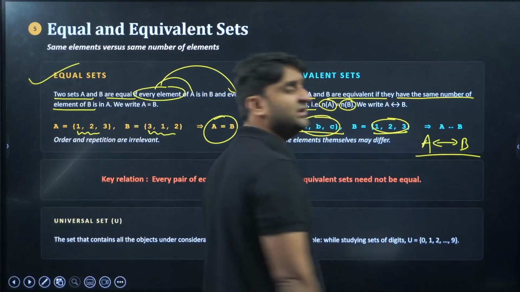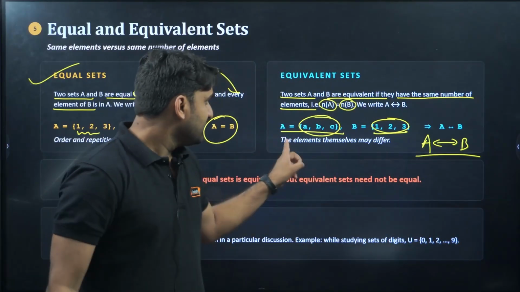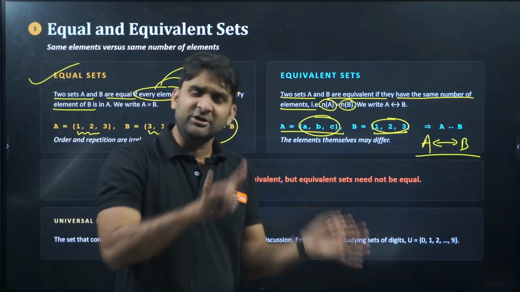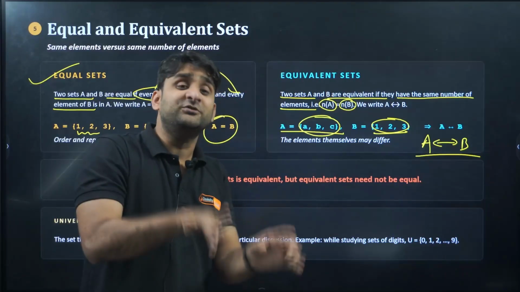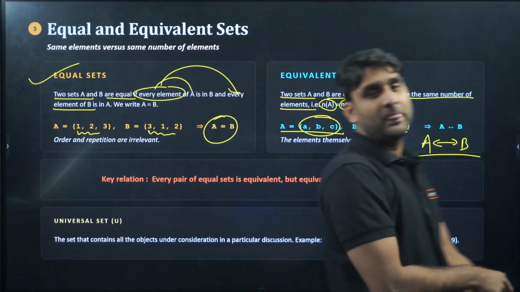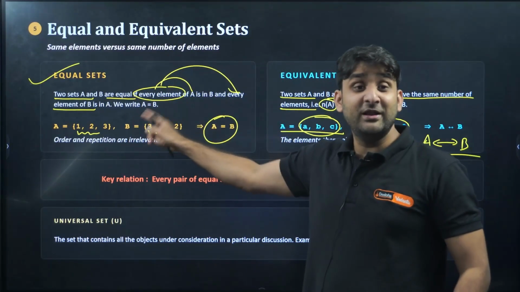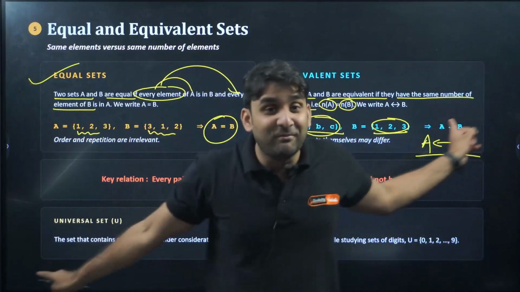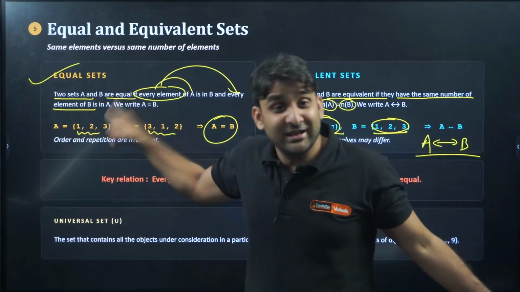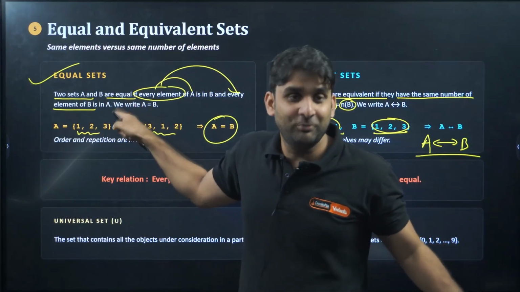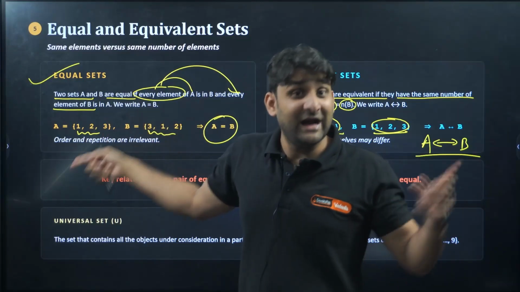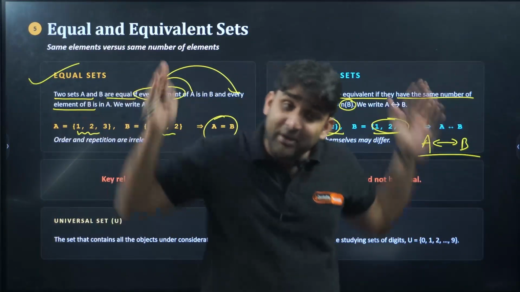This represents the equivalent sign. The elements themselves may differ, but the number of elements in both sets should be the same. To become equal sets, the elements should be the same. And to get the identity of equivalent sets, the number of elements should be the same.